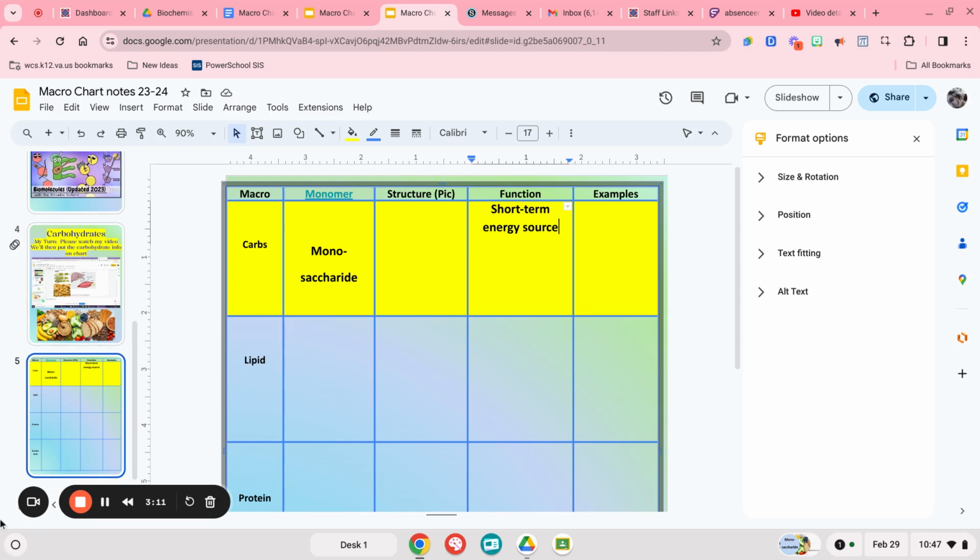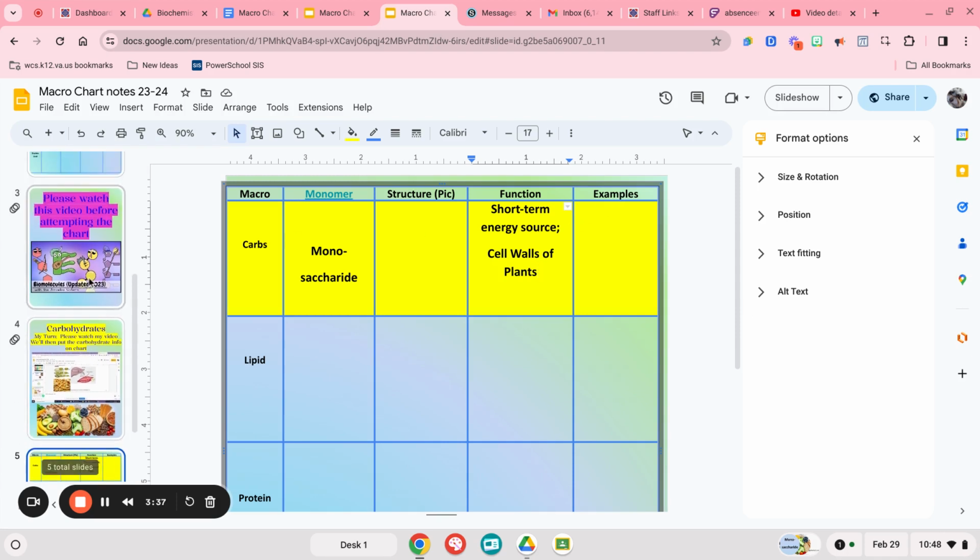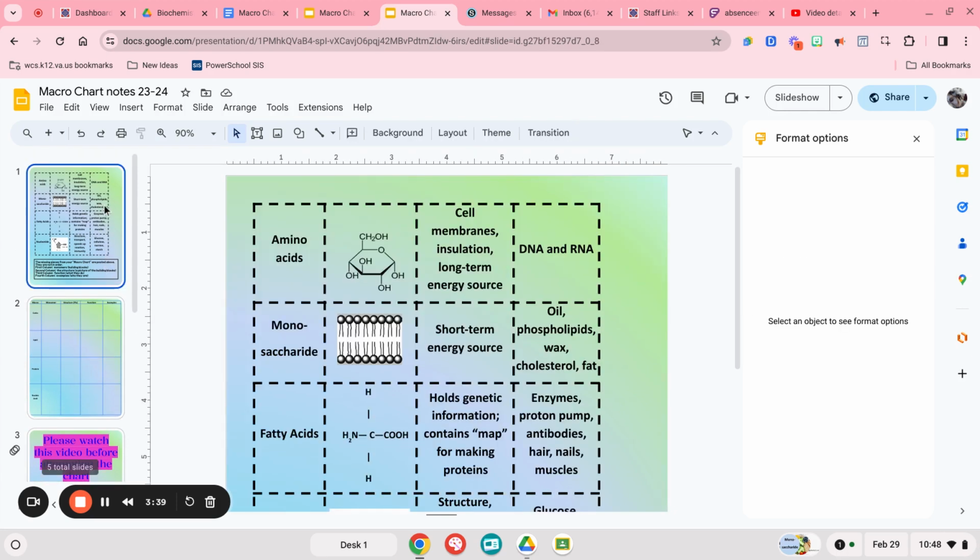Now, other things that carbs do, and I want you to add this, is they're a part of our, well, not our, but the cell walls of plants. So they provide support for the cell walls in plants. We don't need that support because we have a skeleton. And then the last thing are the examples.